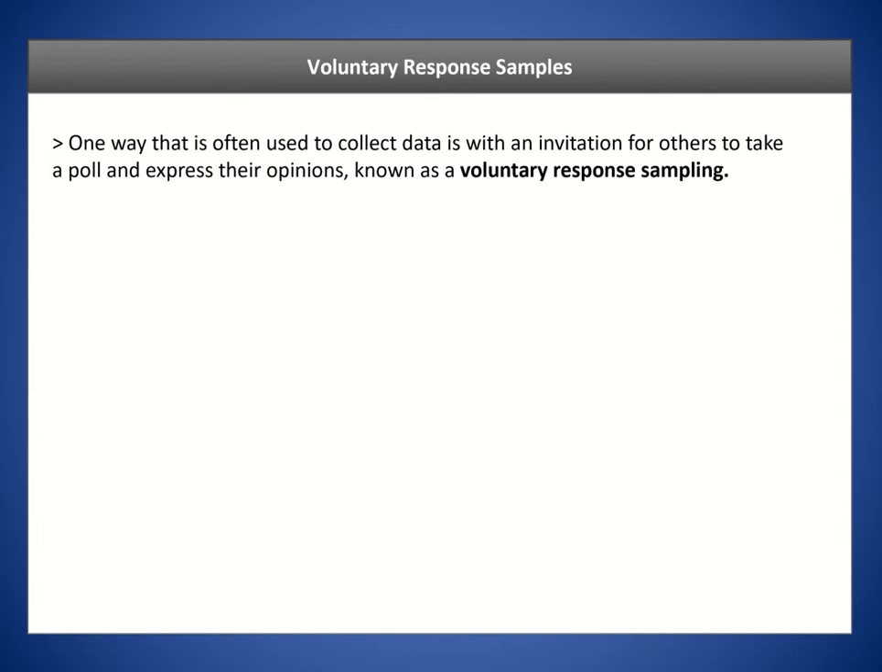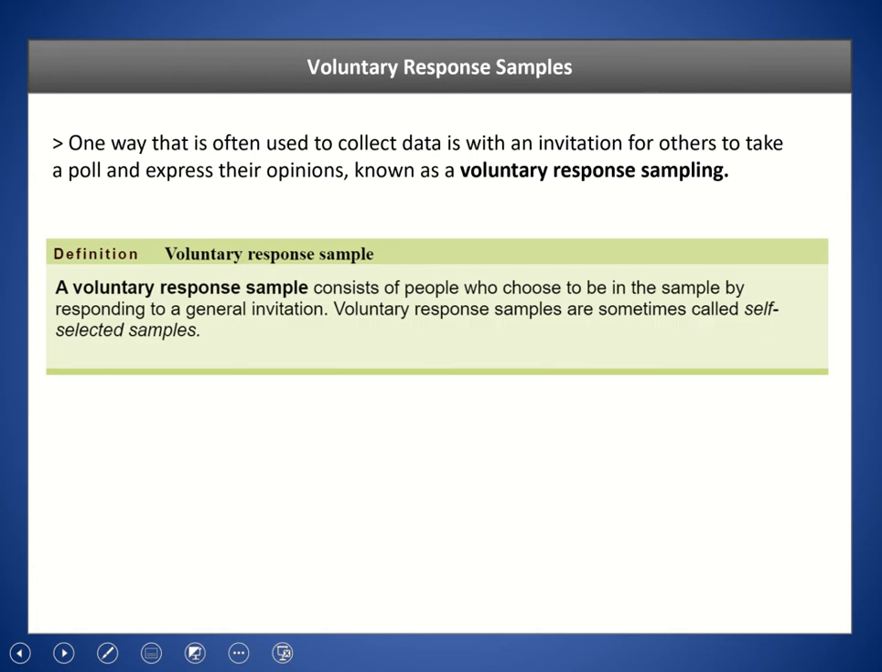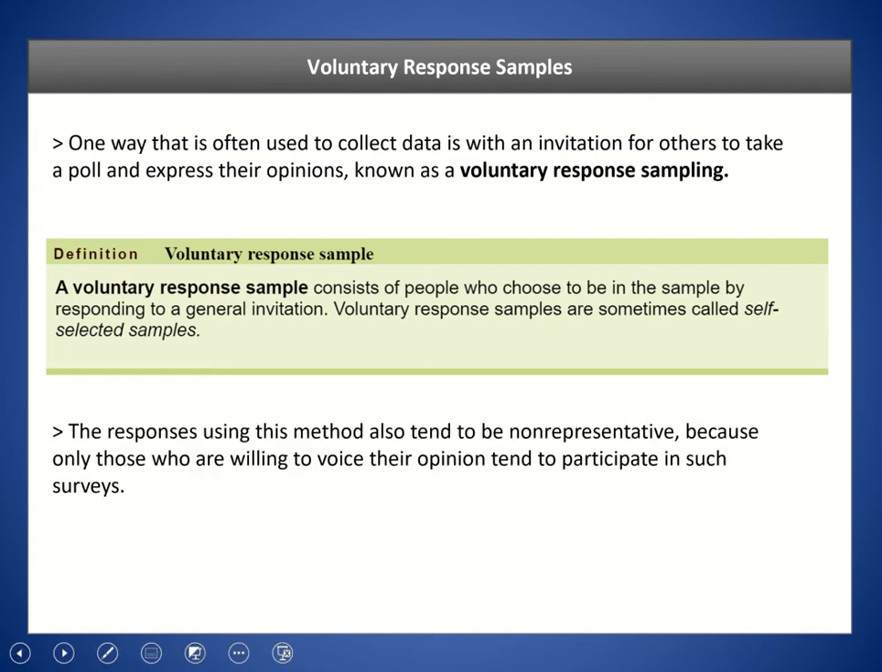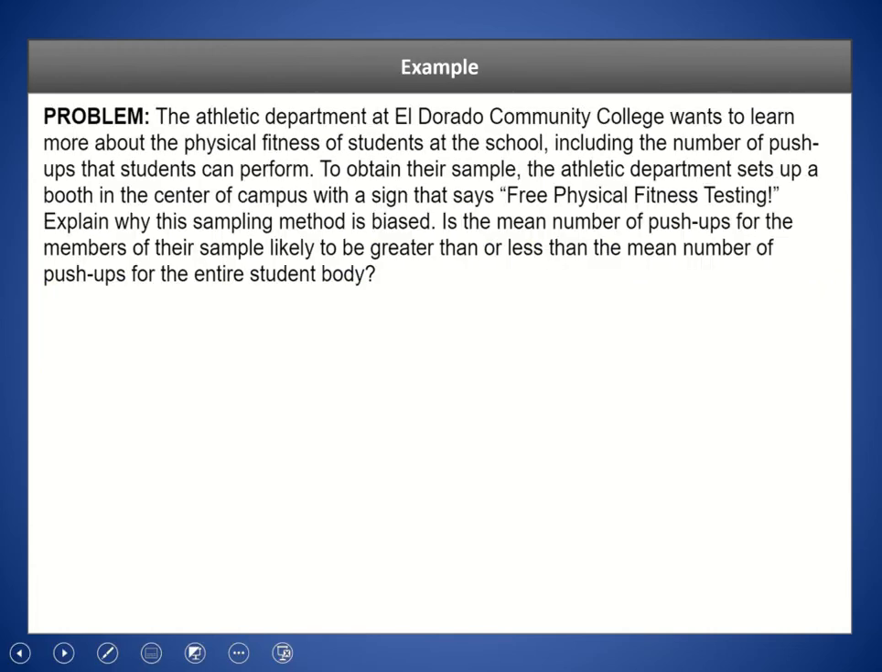In addition, you're not really sampling every single person. You're doing only the people that are on the internet, right? And so that also introduces some bias as well. So you want to be careful when you're using voluntary response sampling. A voluntary response sample consists of people who choose to be in the sample by responding to a general invitation. They're sometimes called self-selected samples. Again, these responses tend to be non-representative because only those who are willing to voice their opinion tend to participate.